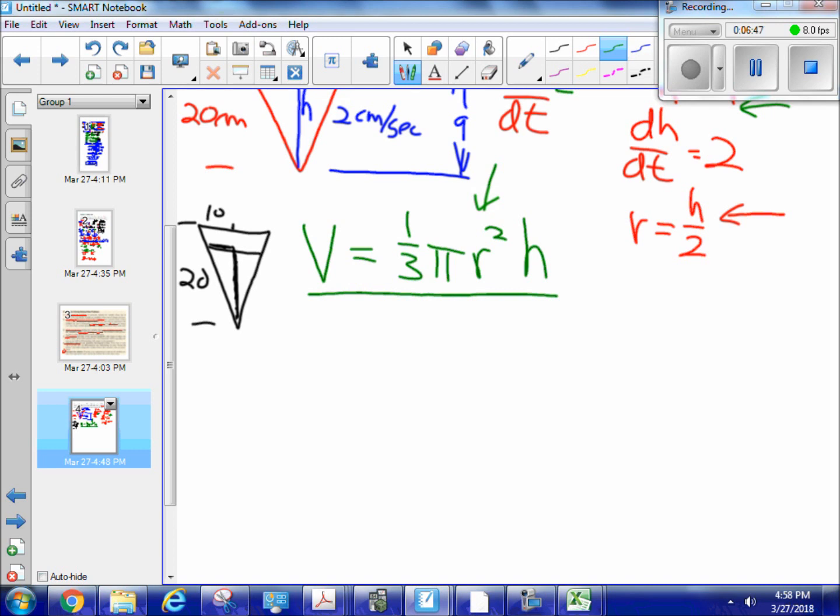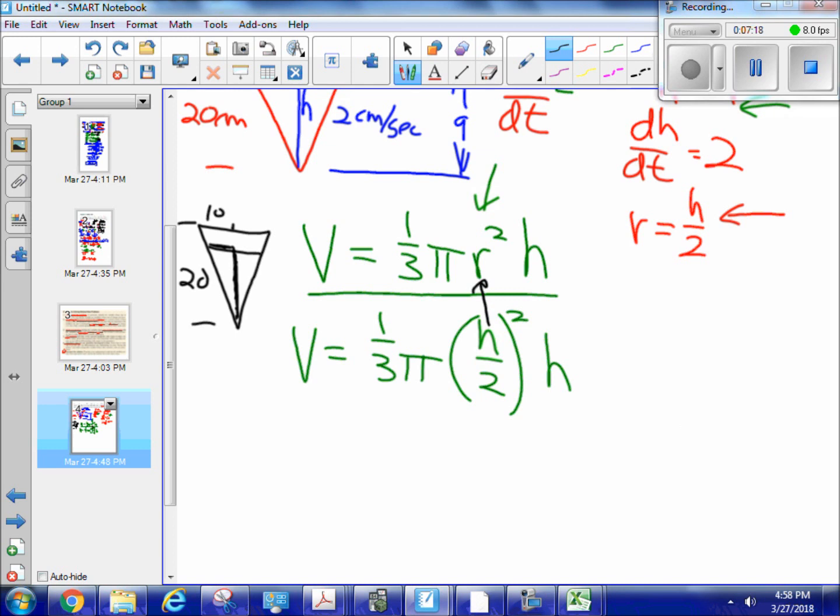So I still don't know what dr is. And so if I differentiated this, I wouldn't really know what to do because I'd end up with a dr. But since I know that r is equal to h over 2, I can change this formula into volume is equal to 1/3 pi, h over 2 squared, times h. All I did was substitute h over 2 for r.